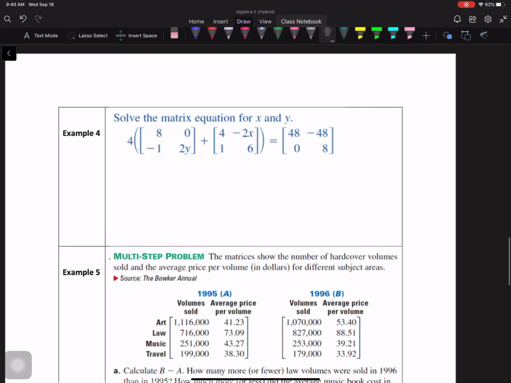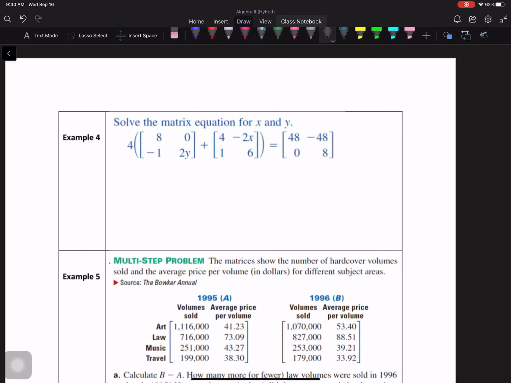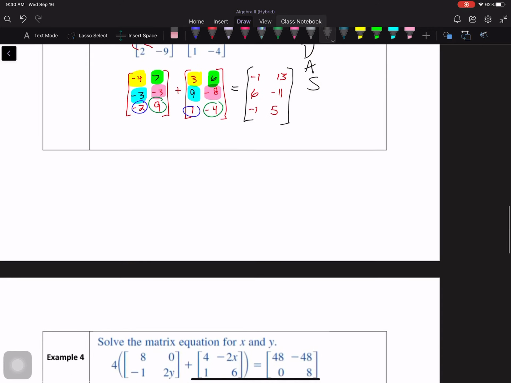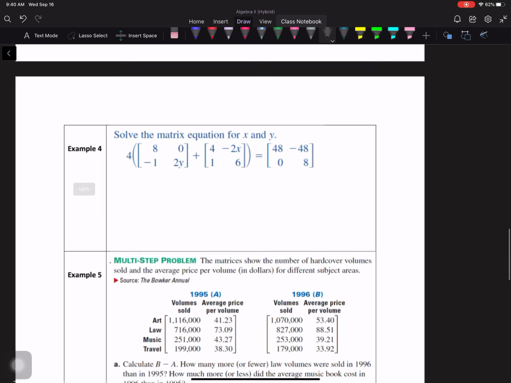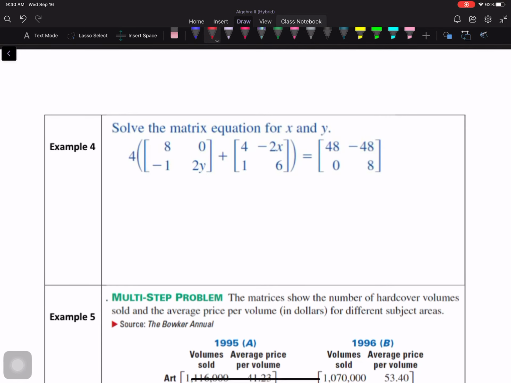Example number 4. It says perform or solve the matrix equation for x and y. So just a little bit different. But again, back to order of operations, we have parentheses now. So we have to start there. What this is telling us to do, we have parentheses, and then we have a 4 on the outside. So we have to do the scalar multiplication to everything in the first matrix and everything in the second matrix. So I'm going to erase all those lines, but I'm just showing you. You multiply everything in those two matrices by 4.